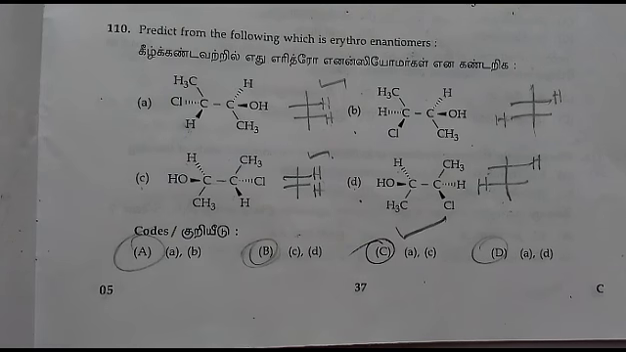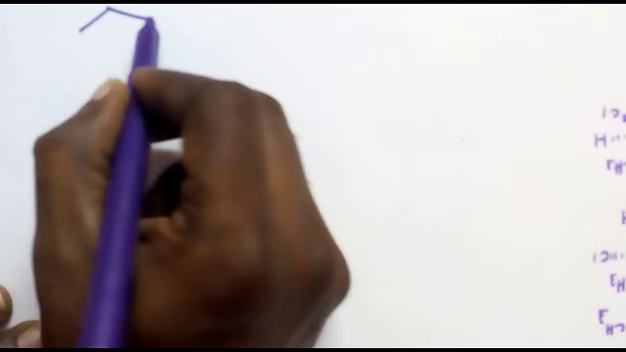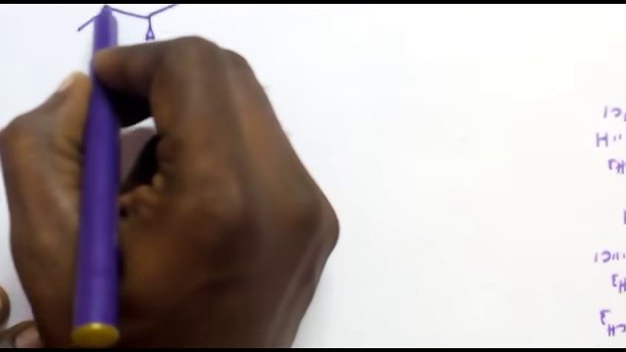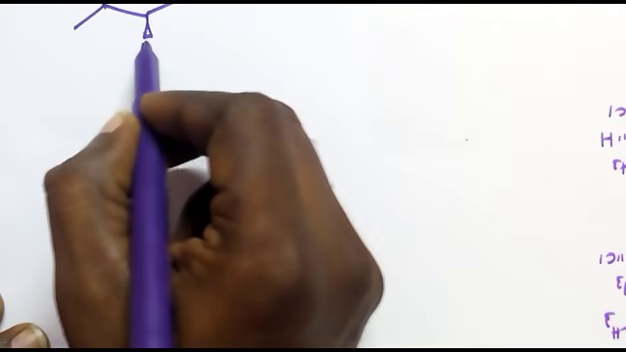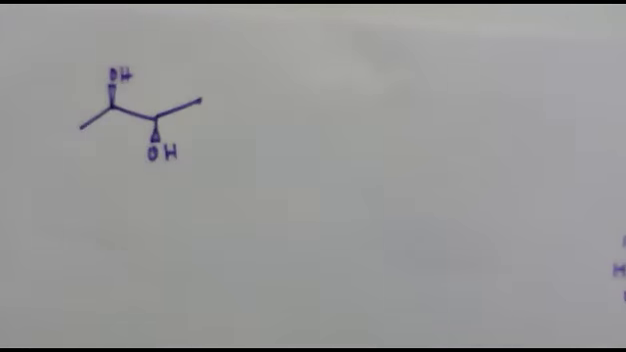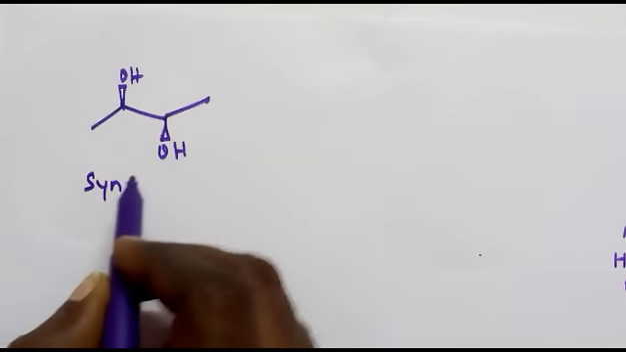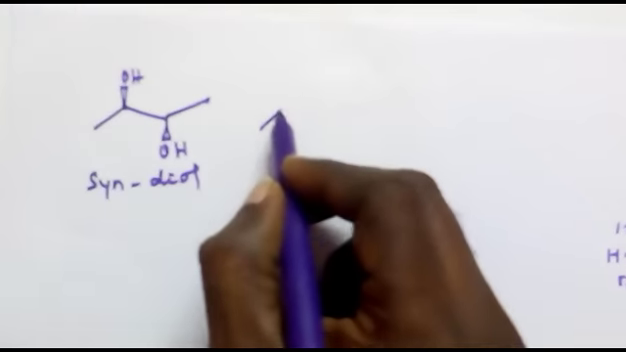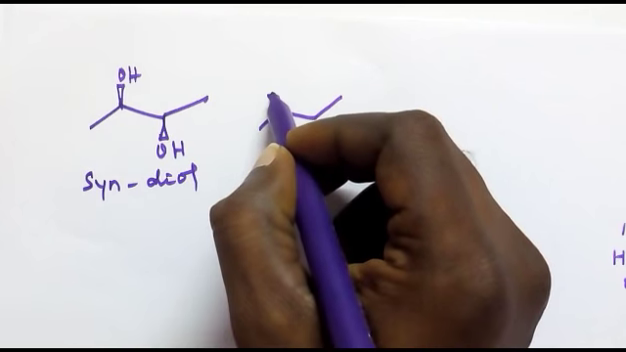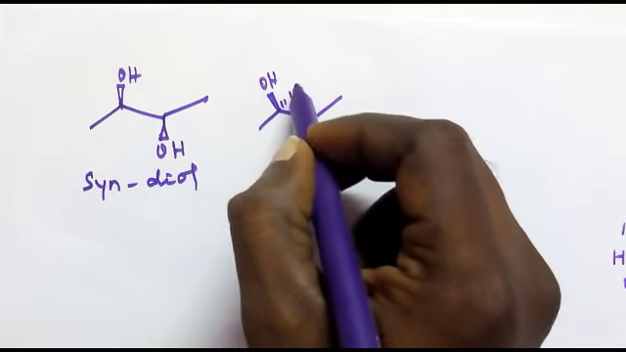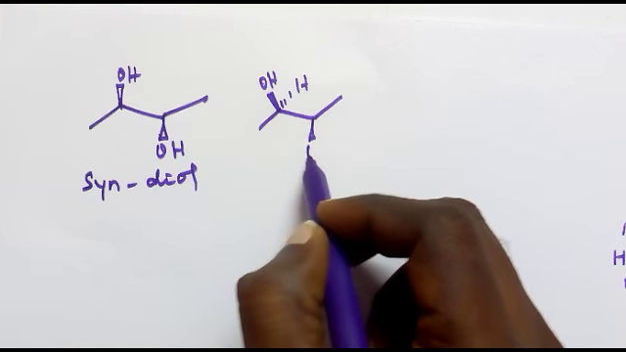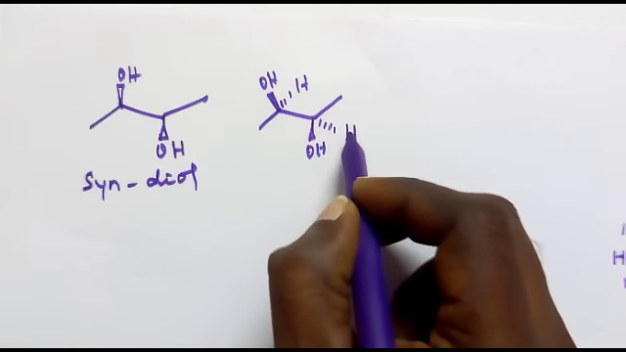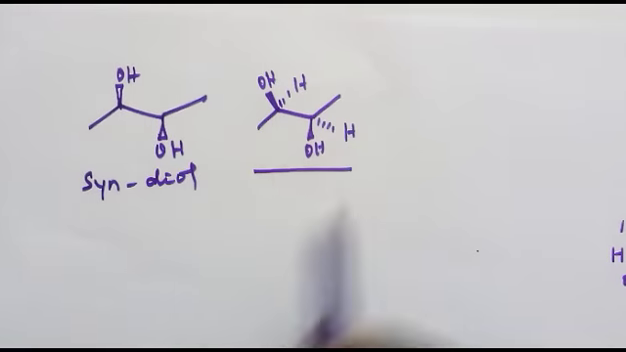And let me tell you one more thing, and with that, let me close this topic. See this. You would have seen this sort of drawing: OH, OH. What is it? A syn diol. So this can also be written this way. OH is front, that means H is back. Here OH is front, that means H is back. Now you've got the flying wedge.